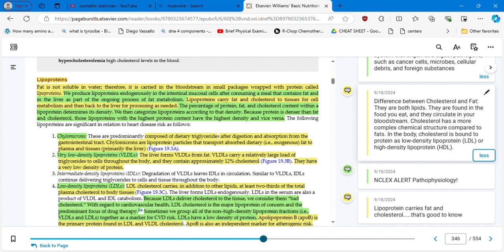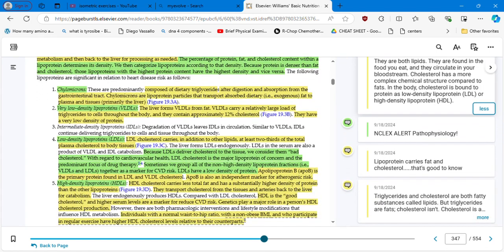Lipoproteins carry fat and cholesterol to tissues for cell metabolism, and then back to the liver for processing as needed. The percentage of protein, fat, and cholesterol content within a lipoprotein determines the density, of course. And we then categorize lipoproteins according to that density. Because protein is denser than fat and cholesterol, those lipoproteins with the highest protein content have the highest density, and vice versa. So let's analyze them one by one.